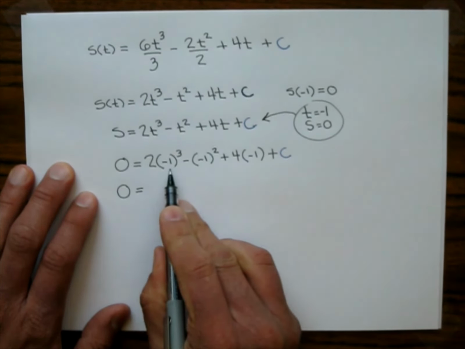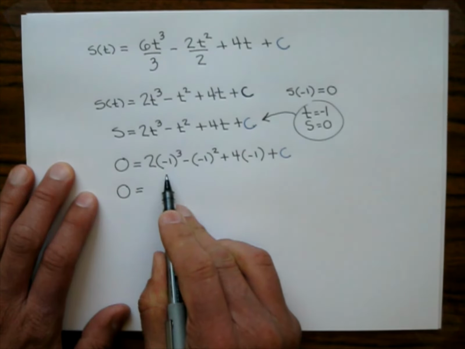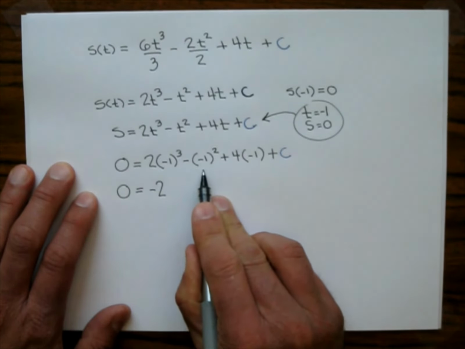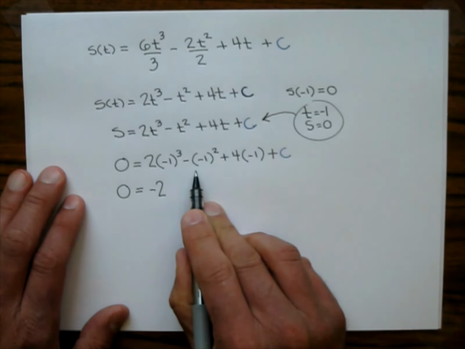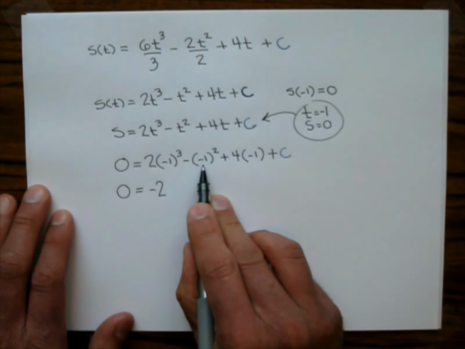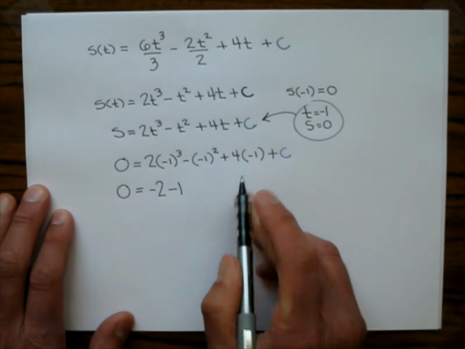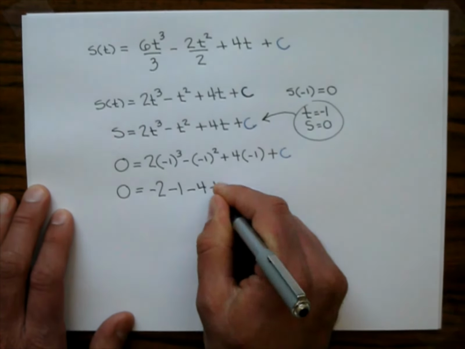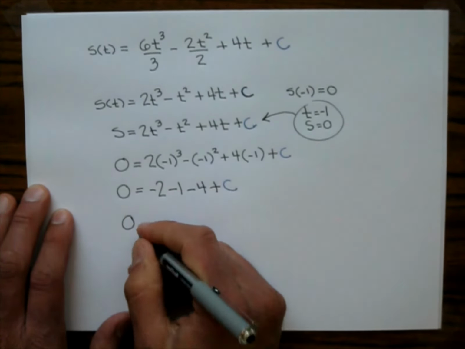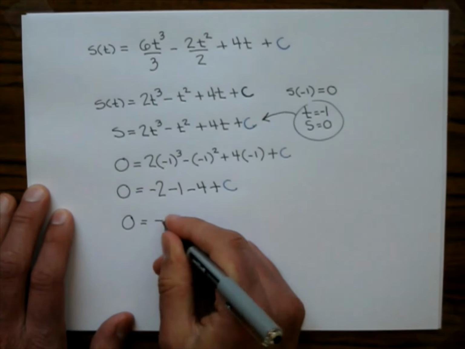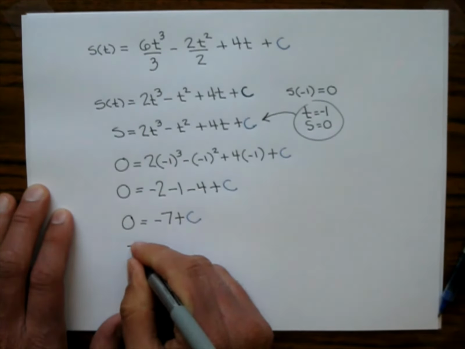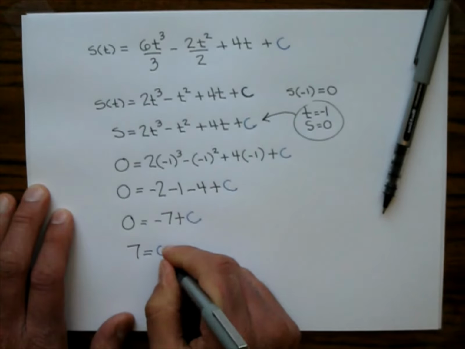0 equals -1 times -1 times -1 is -1. So this is -2, and then this is -1 times -1. Be careful here. This is a pre-algebra student's nightmare right here, but hopefully you've done this enough. So this is -1 squared. That's a +1, and there's a negative in front of it. Then we have -4 plus c. So I have 0 equals, we add those up, that's -7 plus c, which means 7 equals my blue c.